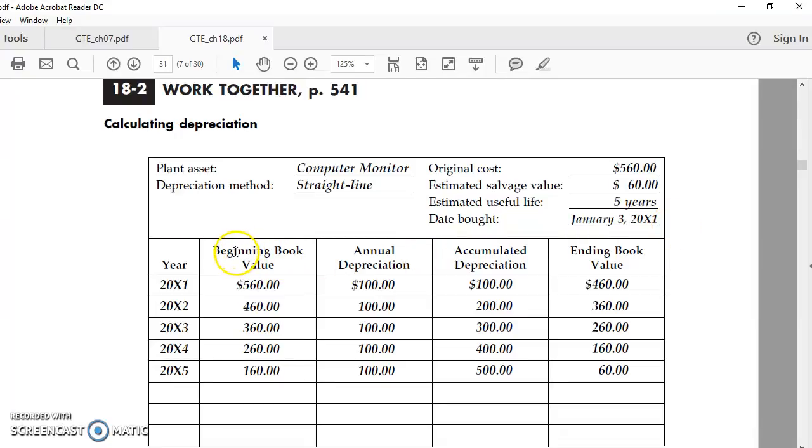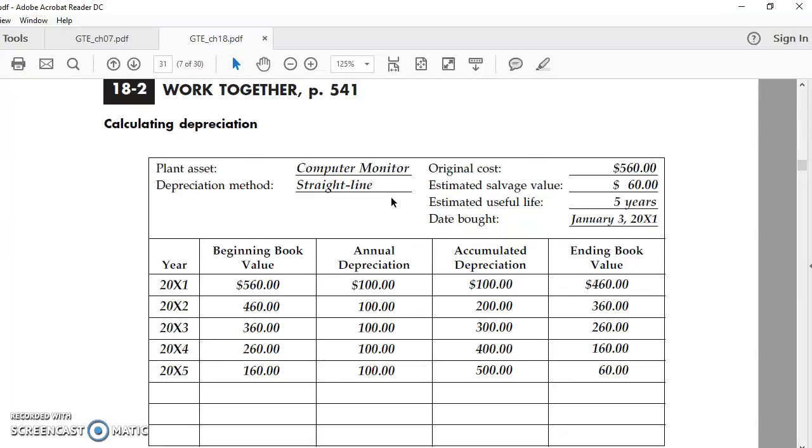Okay, so here our category titles are beginning book value, annual depreciation, accumulated depreciation, and ending book value. So for this should be 2001 up here. For 2001, the beginning book value, of course, is $560. Now, how do we figure the annual depreciation? Straight line depreciation is exactly that. Straight away, you are going to depreciate this asset the same amount every year of its useful life.